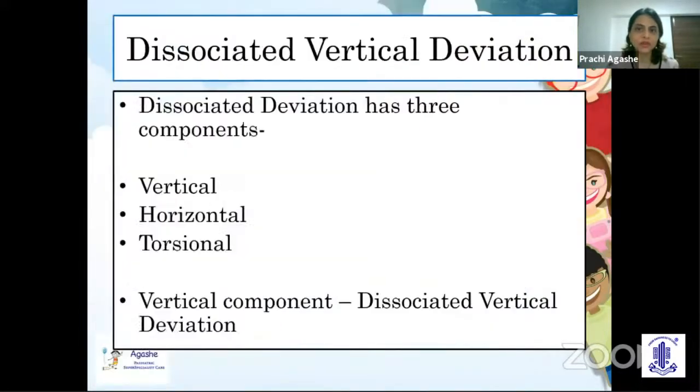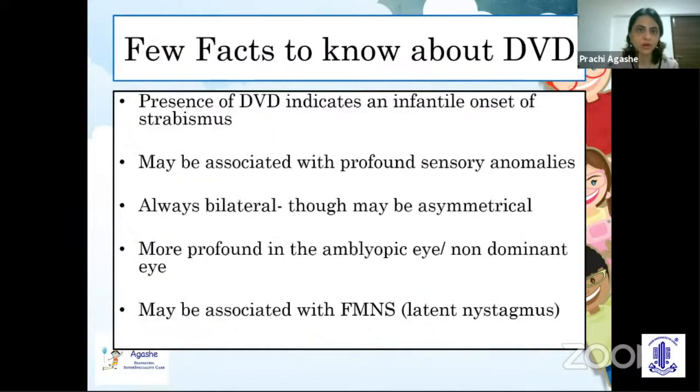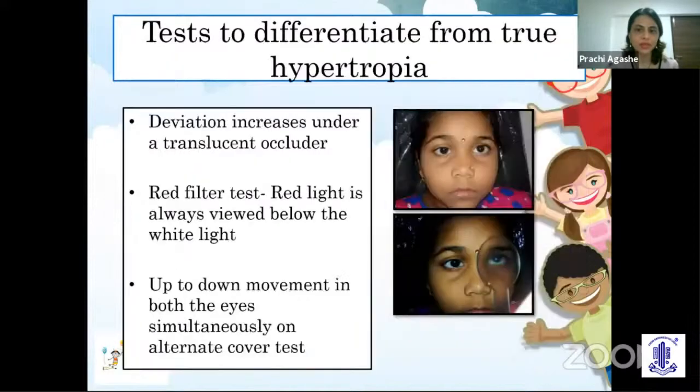So let me start off with dissociated vertical deviation. It's the vertical component of the dissociated deviation, which otherwise has three components: vertical, horizontal, and torsional. The presence of DVD indicates an infantile onset of strabismus, which may be associated with profound sensory anomalies. It is always bilateral, though may be asymmetrical, generally profound in the amblyopic or the non-dominant eye, and may be associated with latent nystagmus. A few tests to uncover the DVD: the DVD increases under the translucent Spielmann occluder.